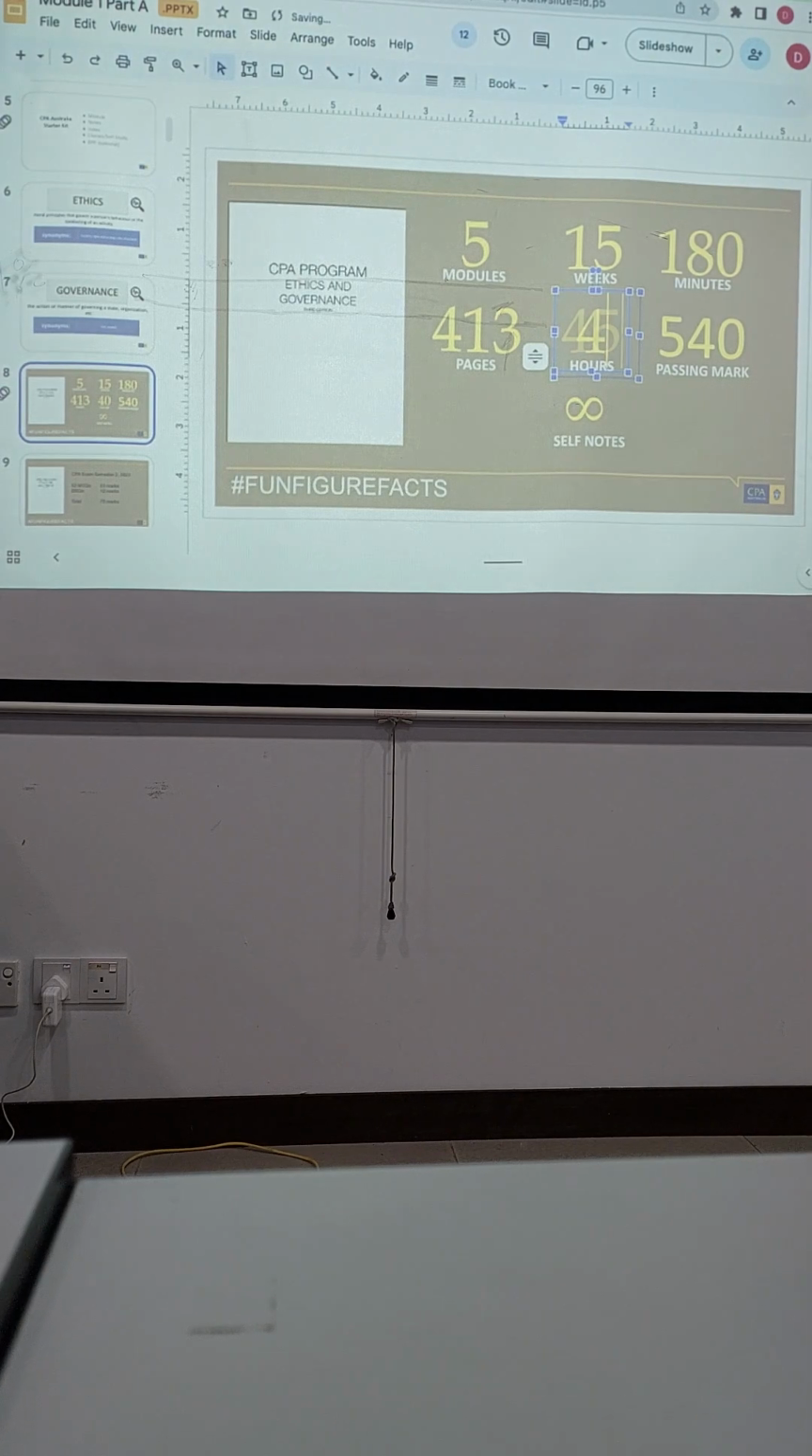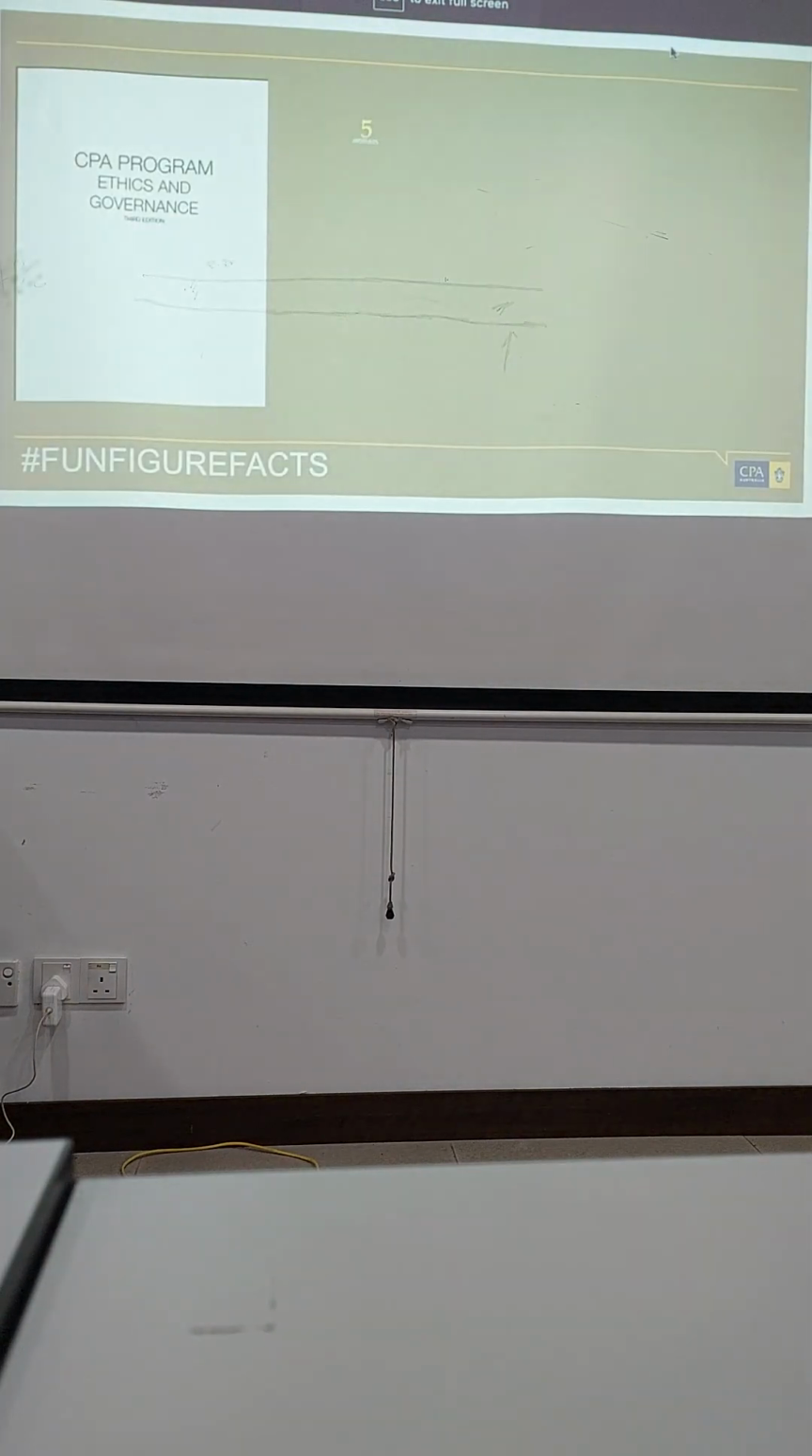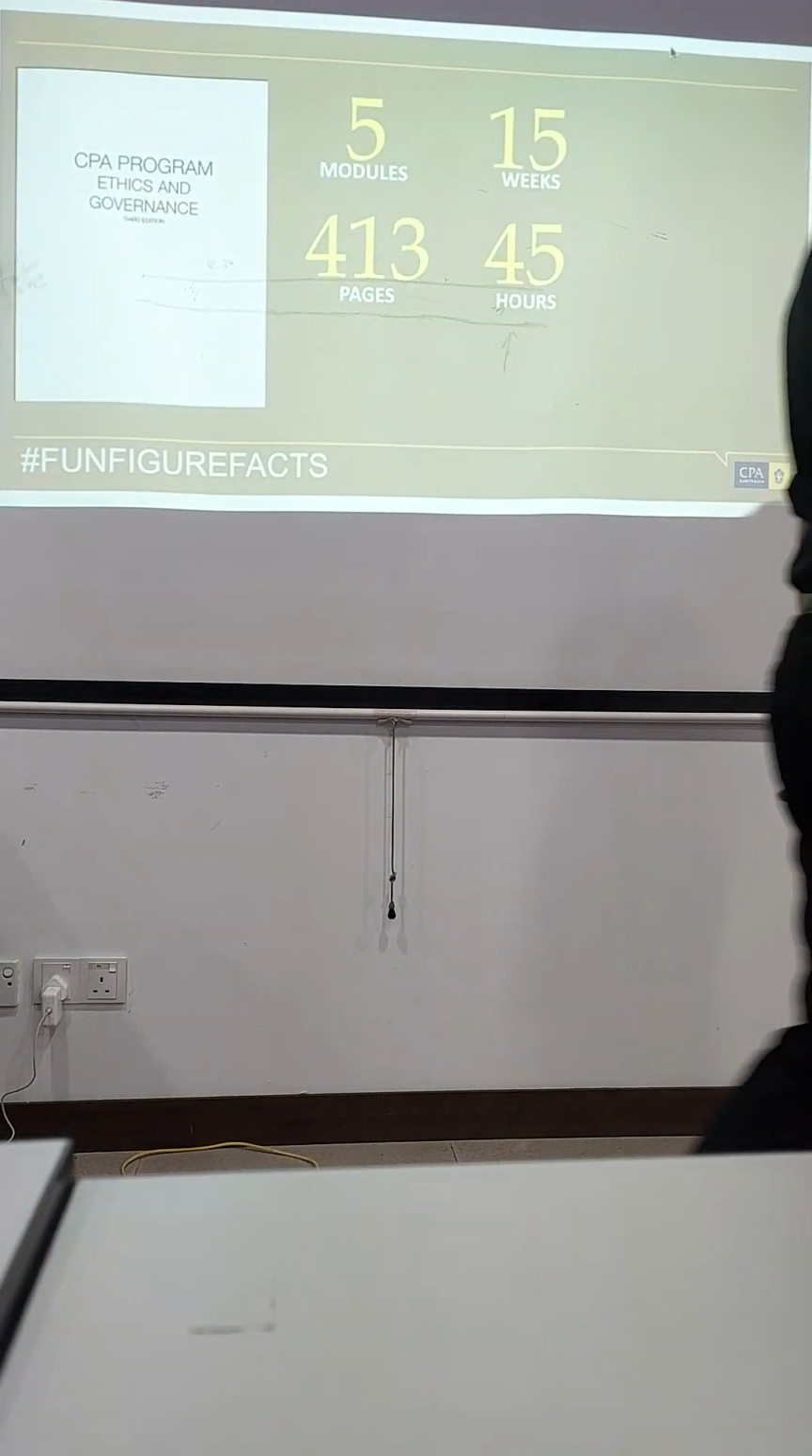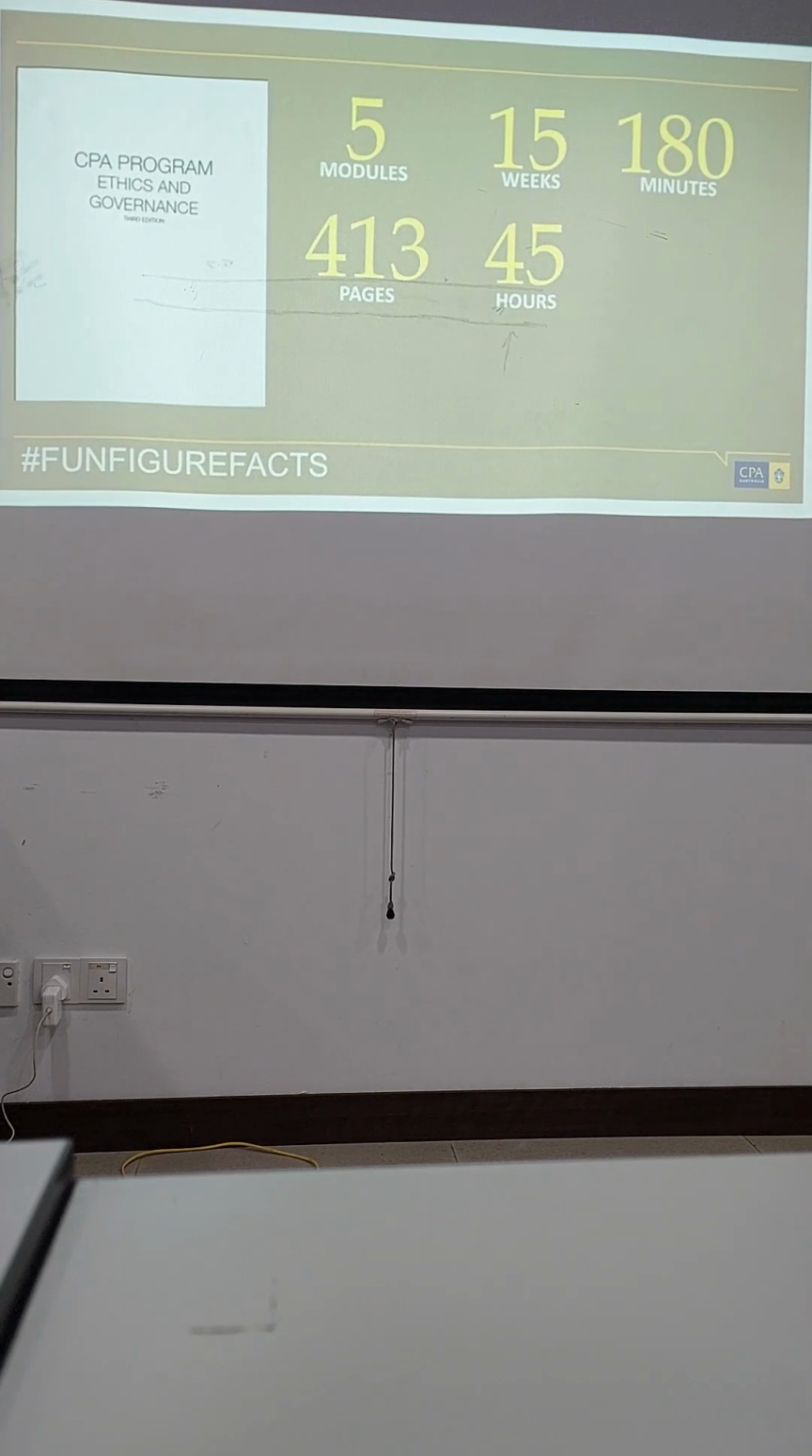15 weeks, 45 hours, 180 minutes of your exam time. It is actually 195, with 15 minutes of reading time, but you are only allowed to attempt for 3 hours. The 15 minutes is just for reading, but I think that is good for you because at least you can draft your answers and get yourself prepared and ready before you actually start answering the questions.